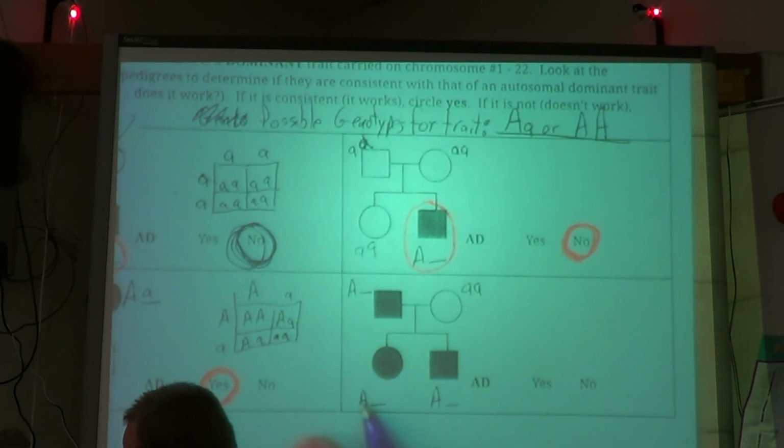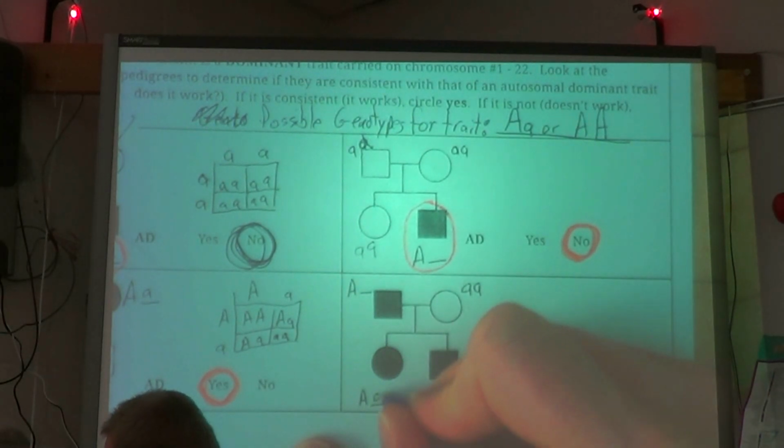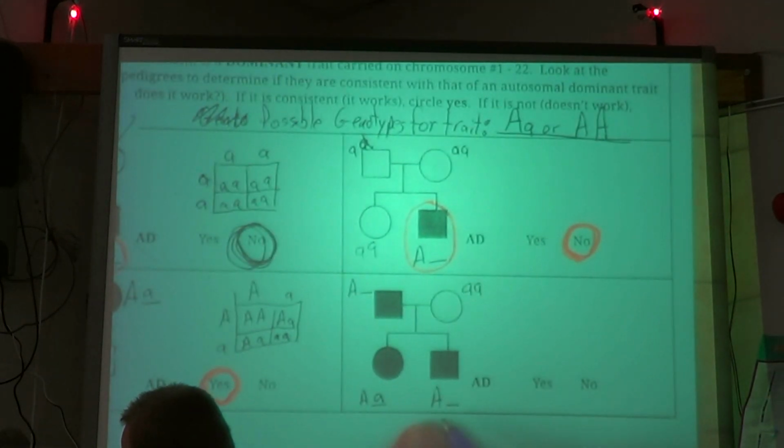Where'd this big A come from? Dad or Mom? How do you know? Great, he's the only one that has it. So what is the second letter coming from? So do we know that second letter? And what does it have to be? It has to be a little a, right? Same thing with his son.